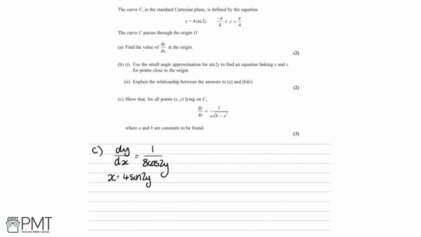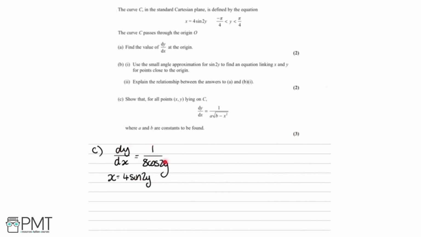Lastly, we're going to take a look at part C. So we need to show that for all points x, y lying on C, dy by dx equals 1 over a multiplied by the square root of b minus x squared, where a and b are constants to be found. And this is for 3 marks. So what I've done here is I've written down some things we worked out in the previous part.